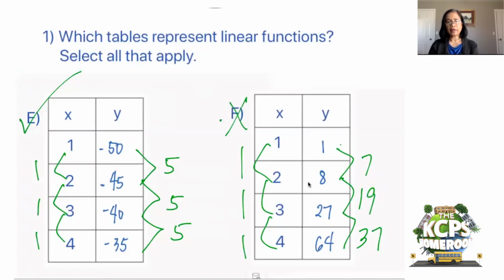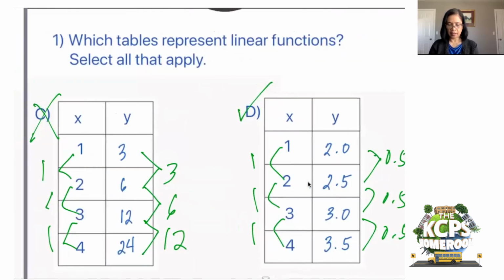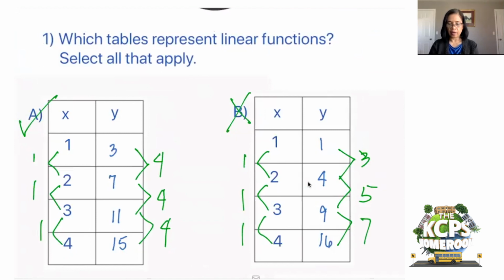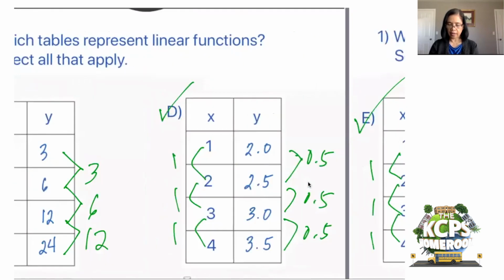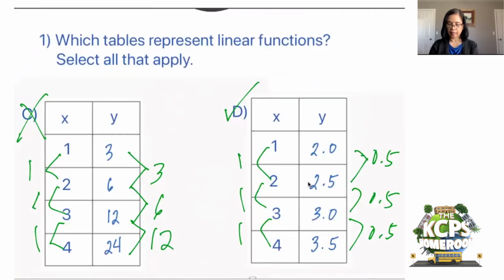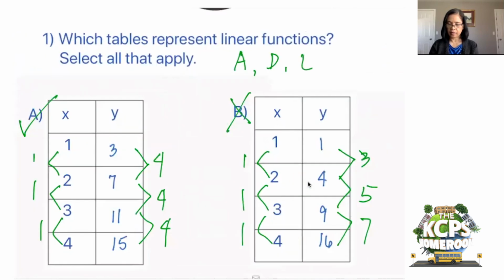So going back, of the 6 choices, we arrived at letter A, letter D, and letter E. So there were 3 correct answers. Again, for multi-select, be careful: you have to test all the options. There are at least 2 correct answers.